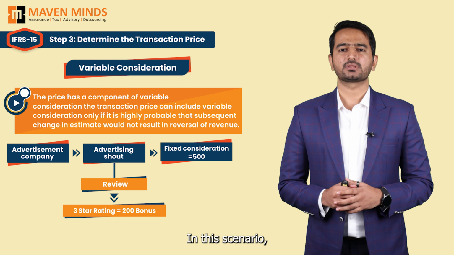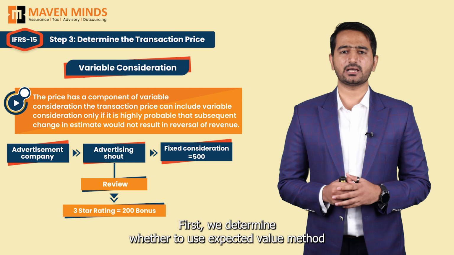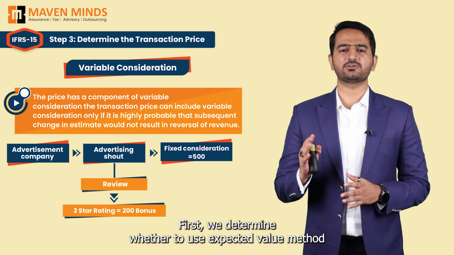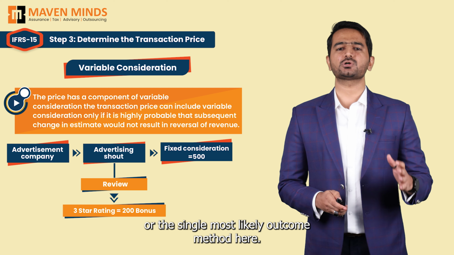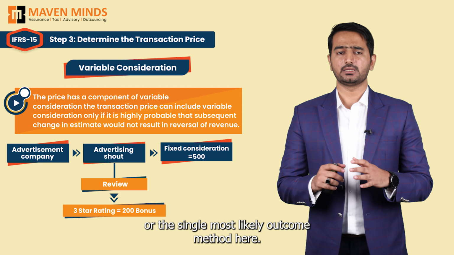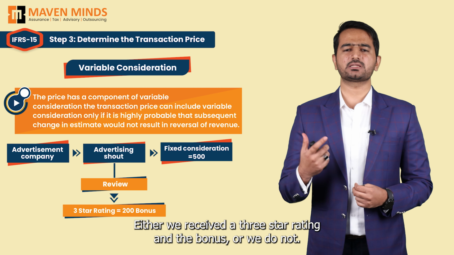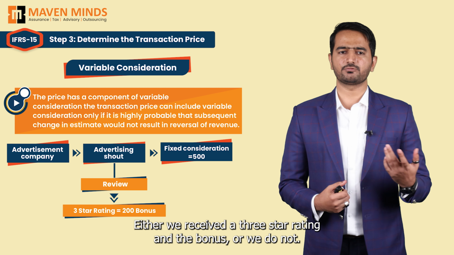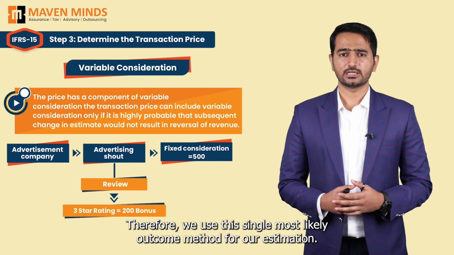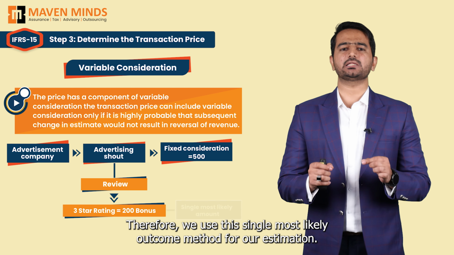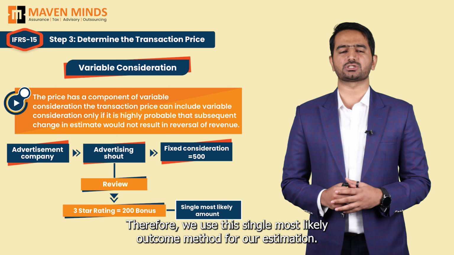In this scenario, we need to estimate the likelihood of receiving the variable consideration. First, we determine whether to use the expected value method or the single most likely outcome method. Here, there are only two outcomes. Either we receive the 3-star rating and the bonus, or we do not. Therefore, we use the single most likely outcome method for our estimation.